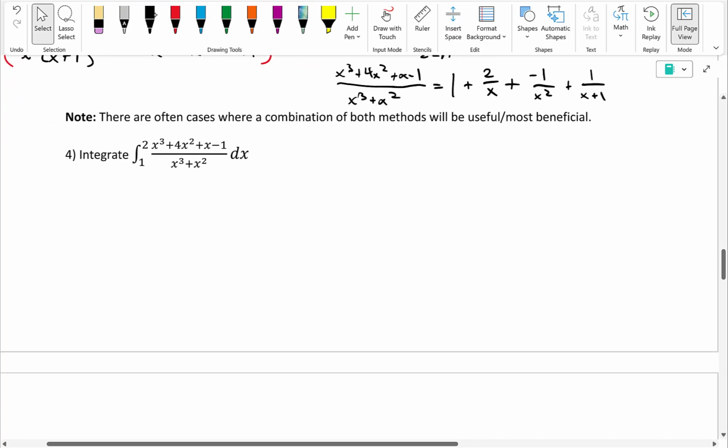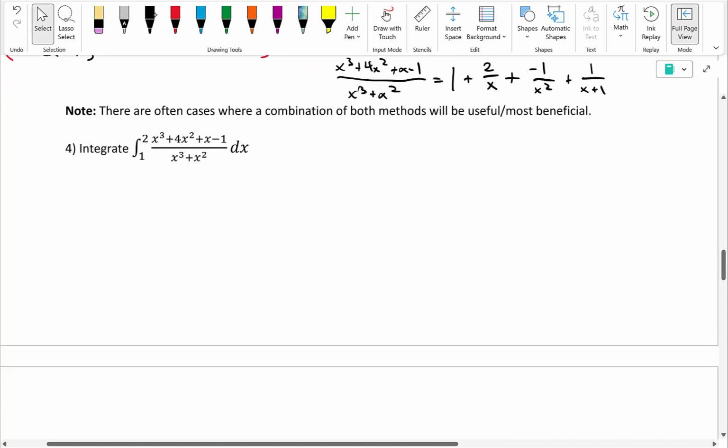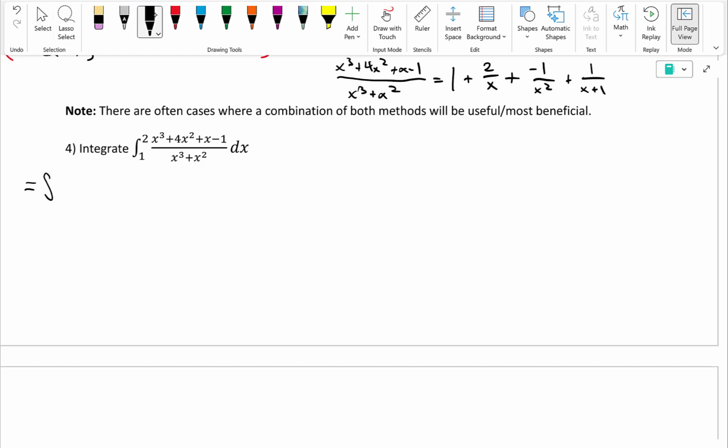And 4 here then is just doing that actual integration. So we're evaluating this function, the same rational expression, x cubed plus 4x squared plus x minus 1 over the quantity x cubed plus x squared from 1 to 2. So we can rewrite our integral here with that decomposition we've got above, the 1 plus 2 over x plus negative 1 over x squared plus 1 over x plus 1 dx.